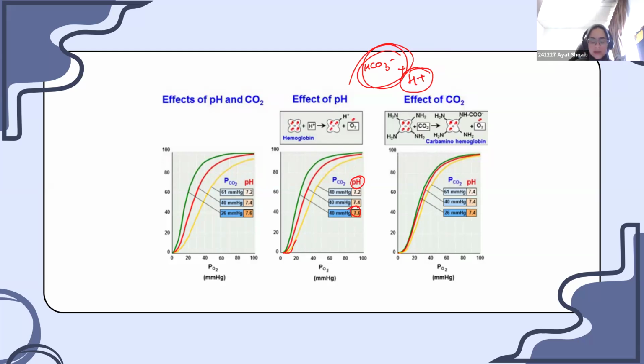I don't know if you guys remember this, but H plus gives you more acid. If you increase CO2, this is eventually going to give you more H plus, and because of this it's going to be more acidic. If it's more acidic, it's going to go to the right because it's lower affinity, because everybody hates acid. Nobody wants negativity.